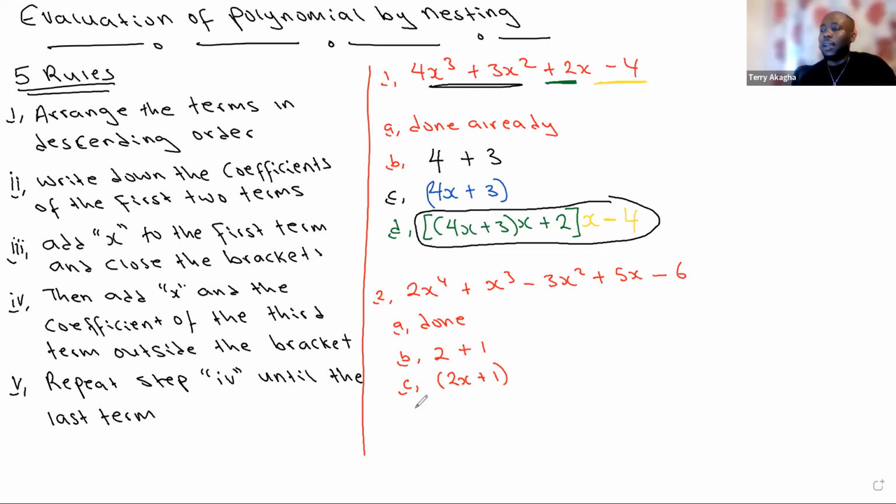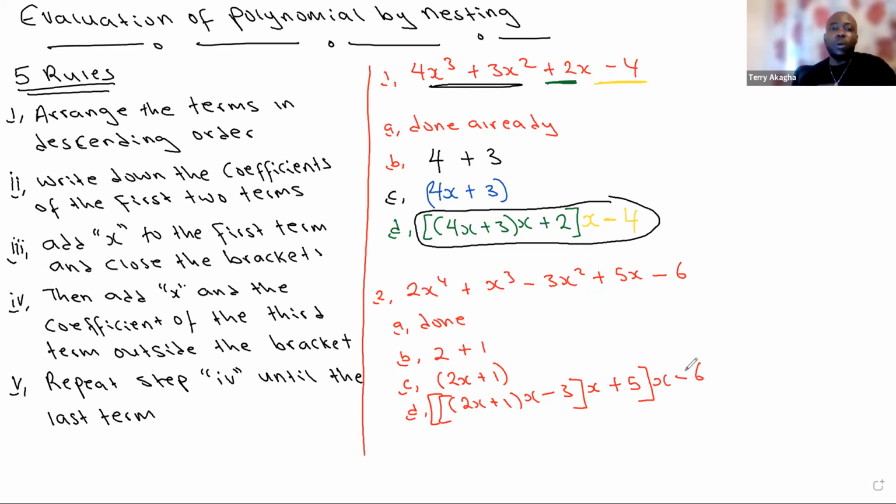Then step 4, add x to that, and you keep adding a third term. So we're going to add x now, to 2x plus 1. Okay, you add x. The next coefficient for the third term is minus 3. Close the bracket. Okay, you repeat the same thing. You add x. The next coefficient there is what? Plus 5. Close the bracket. And finally, you add x and what? Minus 6. And that is it.